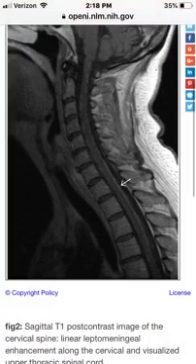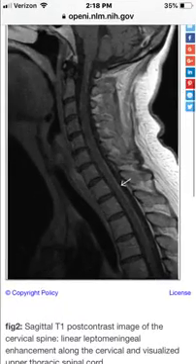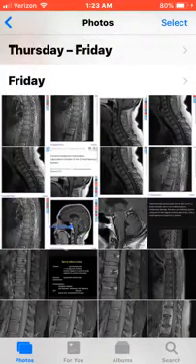Another case here of leptomeningeal enhancement seen there on the thoracic and lower cervical spine. So that's what we're looking at.